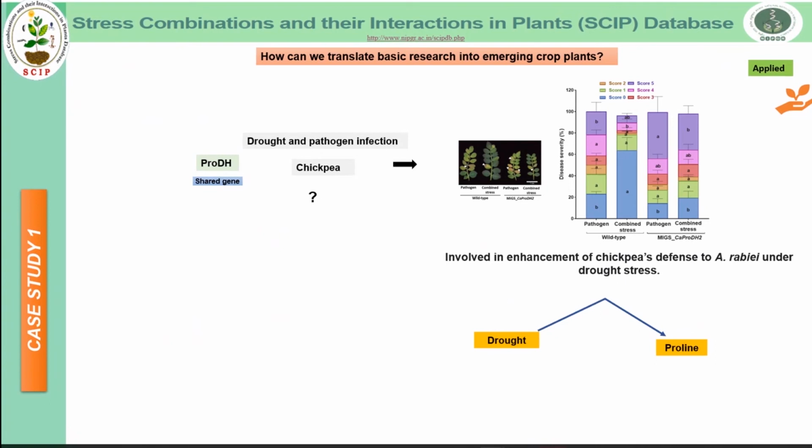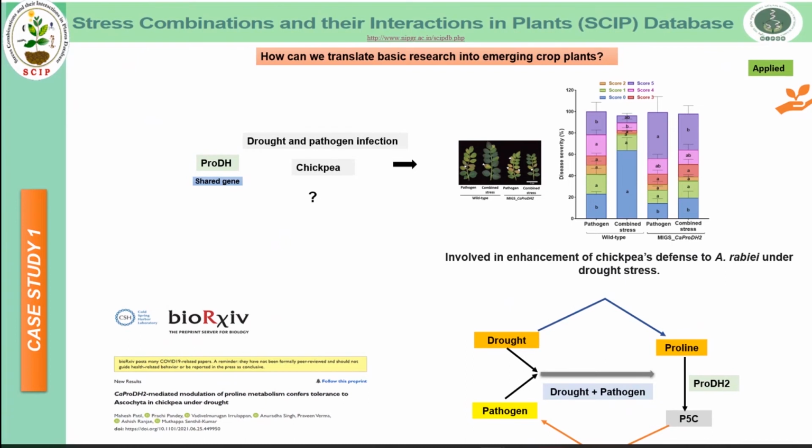We know that drought leads to proline accumulation, and proline is catabolized into P5C, and P5C has a role in defense against pathogen infection, although not shown in chickpea. So in the case of combined drought and pathogen infection, we have shown that the catabolism of proline to P5C via ProDH2 has an important role in enhancing the defense of plants against Ascochyta rabiei infection. The preprint of the study is available at bioRxiv.